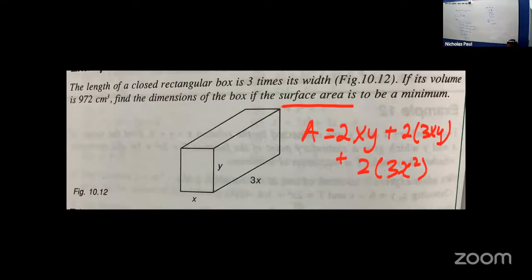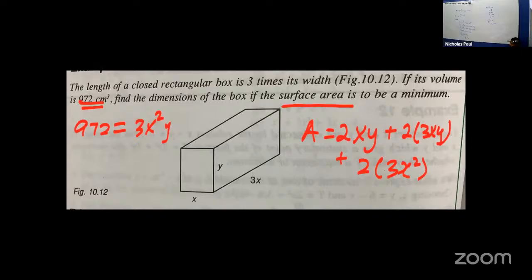Chris, take back your phone. How do we get rid of the y? Think of the last one that we did. Substitute what? Very good. You have the volume. Find the volume again, same thing Kyra said: length by width by height. You'll get back y, and then you can find the differential.